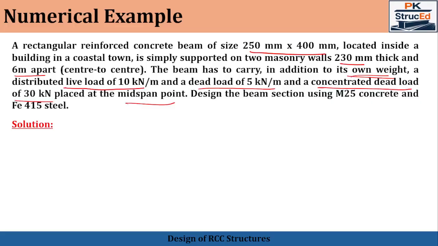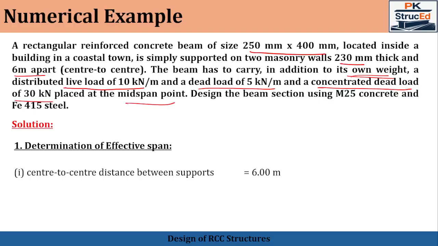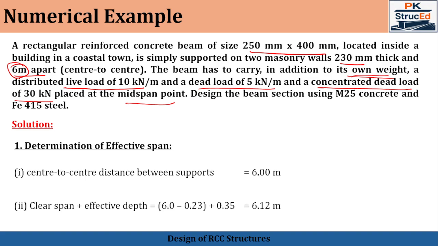Now moving on with the design procedure, as always in beam design, we'll start with the cross section definition. But in this case, the cross section is restricted to a value of 250 by 400 mm. Directly we'll move on with the second step, that is the determination of effective span. So we have two conditions available to fix the effective span. One is the center to center distance between the supports, which is given directly in the problem. The second case is clear span plus effective depth.